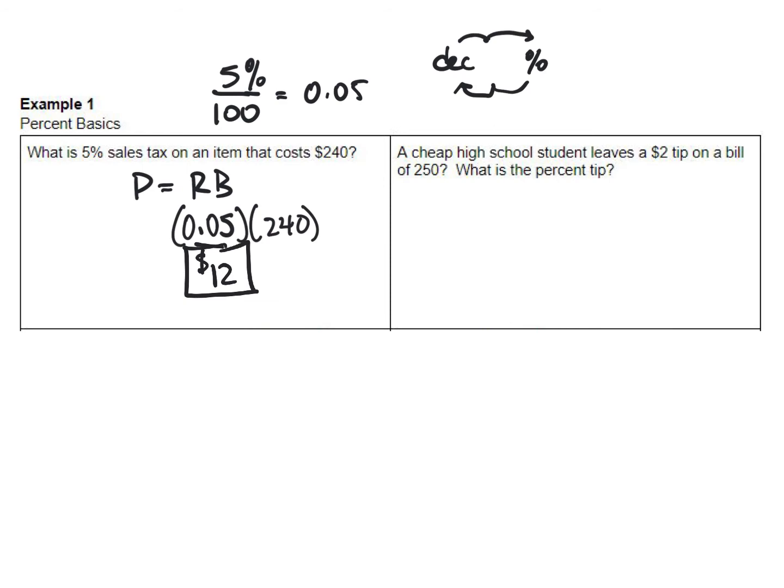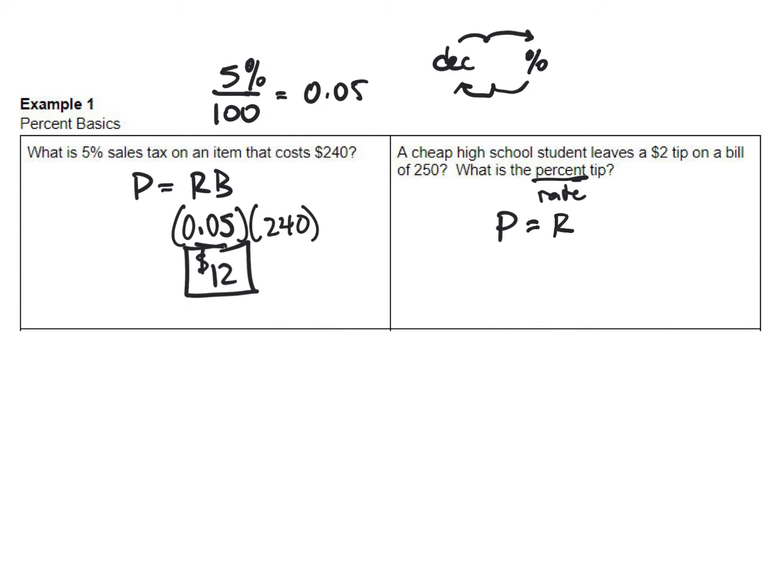Next one says a cheap high school student leaves a $2 tip on a bill of $250. What is the percent tip? Now, this one's a little tricky when I say what is the percent. The thing that I'm asking you to find, notice that I don't actually give you the percentage here. So what this is referring to is the rate. So what is the percent tip? So I want to find the rate. So again, using our formula, percent equals rate.